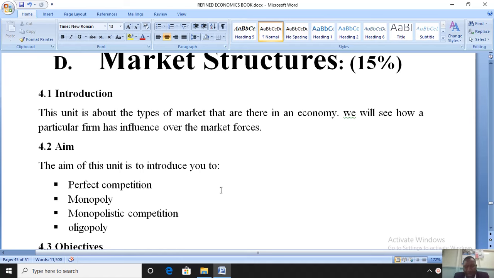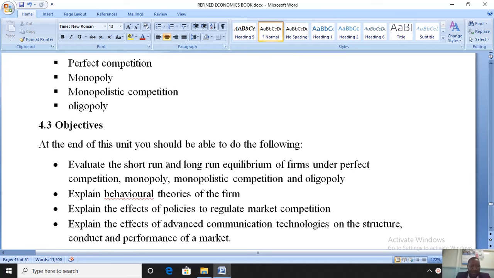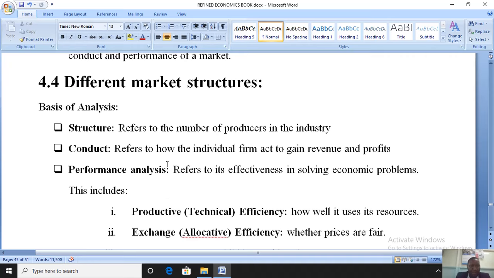So let me just run through these market structures as quickly as we can. But before we do that, let's look at our basis of assessment, or basis of analysis. When we are analyzing market structures, there are 3 basic things we need to look at. Number 1, we look at the structure itself. So what's the structure? We talk about the number of producers that exist in that particular industry.